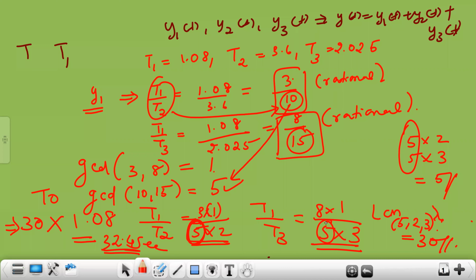That 30 is multiplied by the time period of the given y1, the fundamental time period of the first signal, the reference signal. That is nothing but 1.08. So you have to multiply that 1.08 with 30. So the fundamental period of the overall signal will be 32.4 seconds.